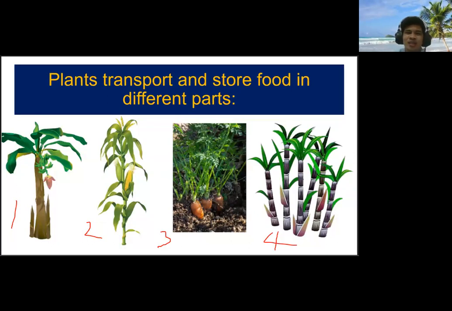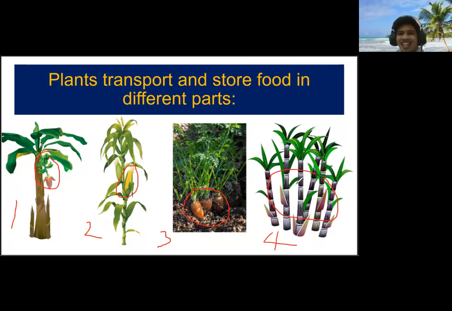All right, so let me repeat. Plants transport and store food in different parts. For number 1, the food is stored in the fruits. For number 2, in the seeds. For number 3, in the roots. And for number 4, in the stem. So these are the different ways plants store food in different parts.